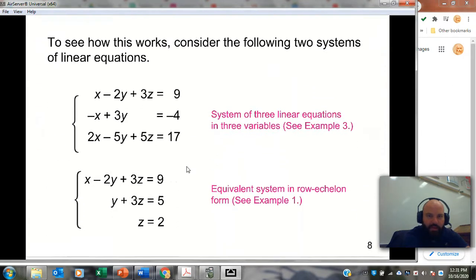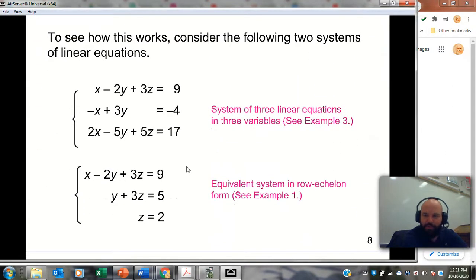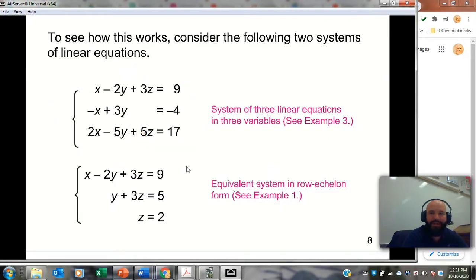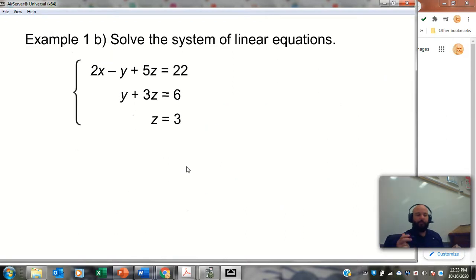So what they are saying here is what I just showed you, back substitution, only works if the system is in row echelon form. And if you look at this next system that I have listed here, this system right here is not in row echelon form. You can see it's not in that stair-step pattern. So you can't use back substitution until your system is in that row echelon form.